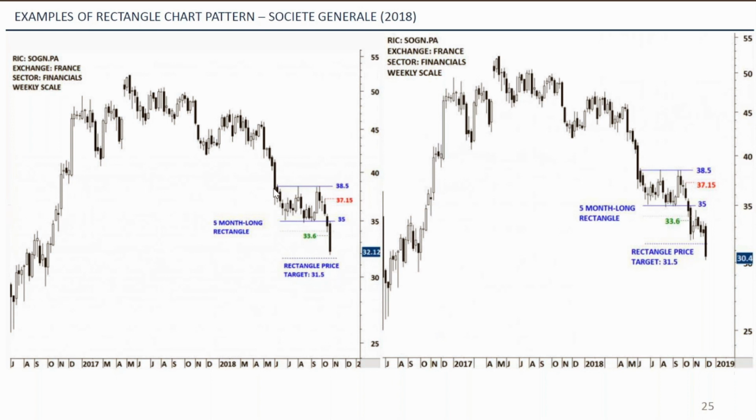What are those bearish continuation chart patterns? Descending triangle, rectangle as a bearish continuation, symmetrical triangle as a bearish continuation, and in this case it's a rectangle bearish continuation. The breakdown takes place and immediately takes us to the price target.